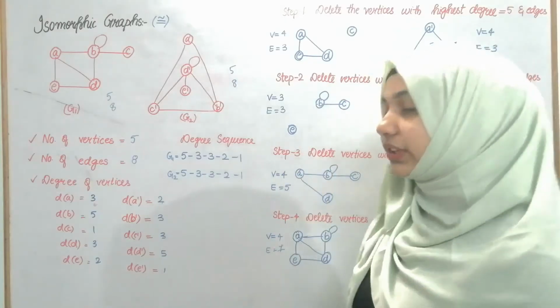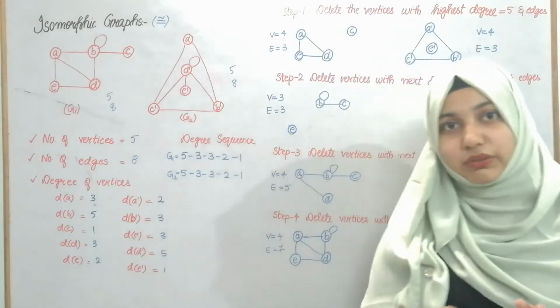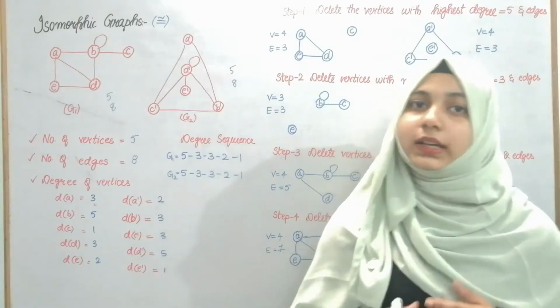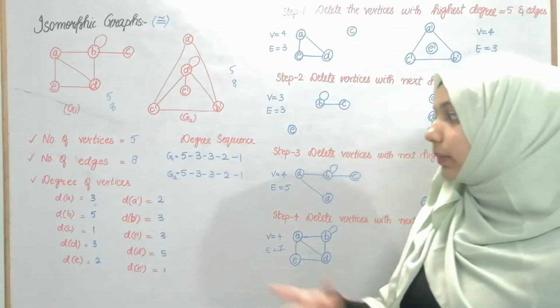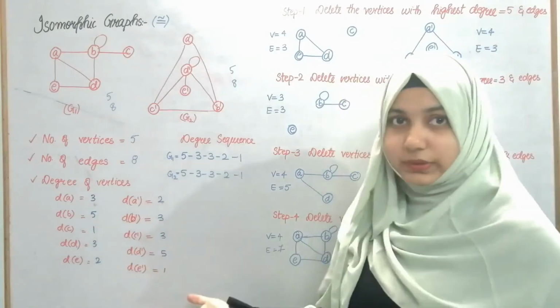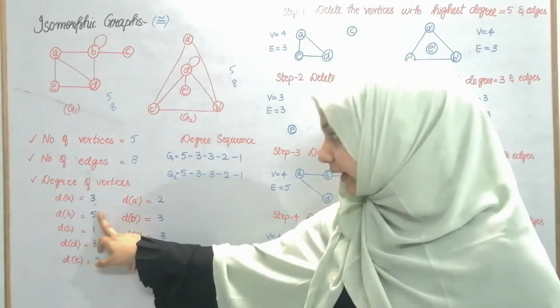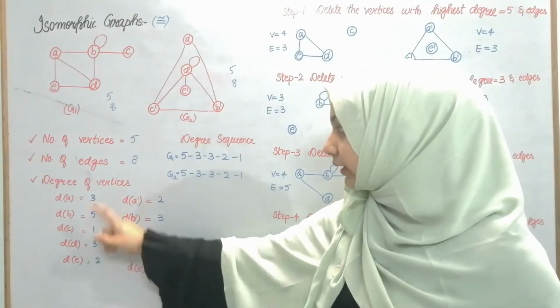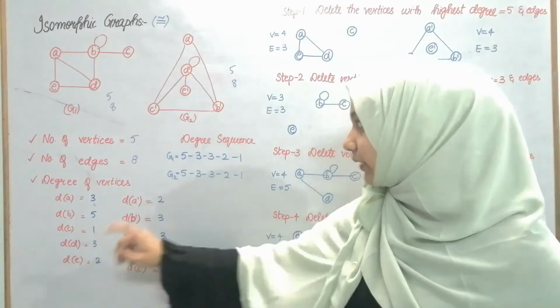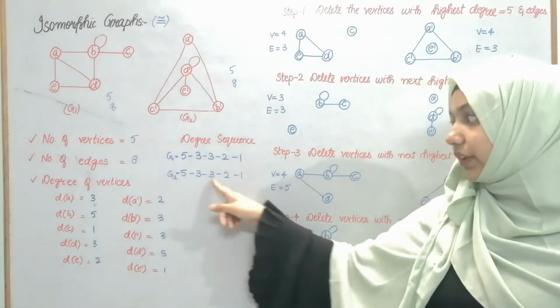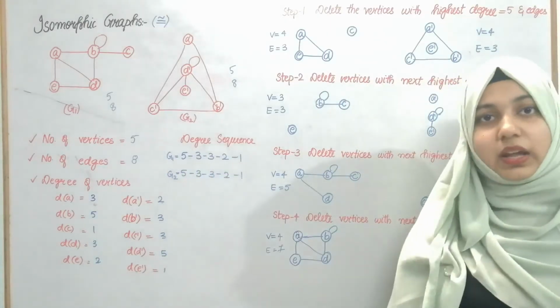Now let's see the sequence of degrees. We are going to write it mostly in ascending order. It's fine if you don't write it in order, but mostly we write the degree sequence that way. So the highest is 5. Then we have got 3, 3. Then we have got 2. Then we have got 1. 5, 3, 3, 2, 1. The degree sequences are also done.